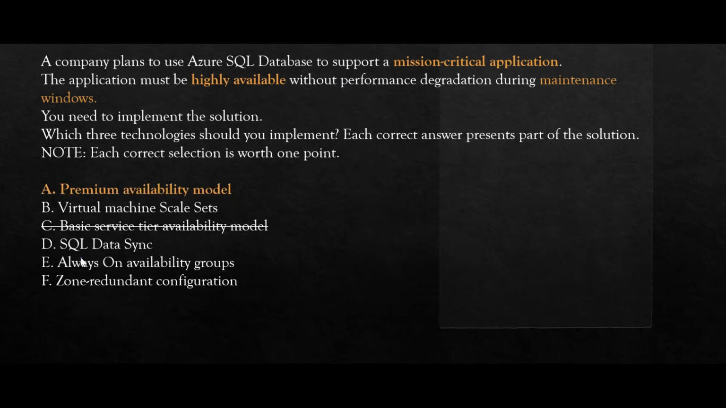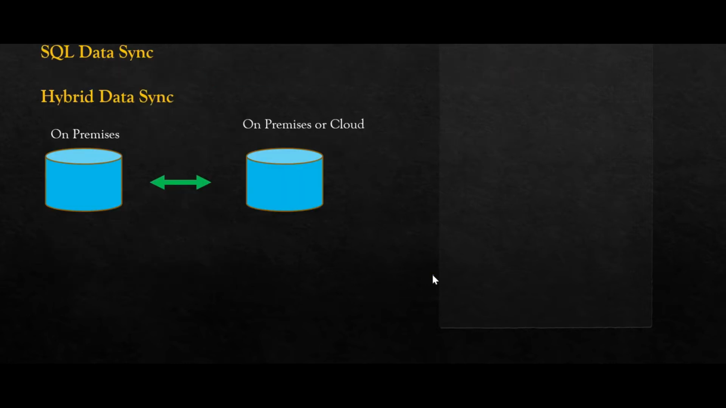So let's look at option D, SQL Data Sync. The use case for this is if you have an on-premise database and you want to sync it up with another SQL database which is either on premises or on Azure SQL Server, then you can use it. It provides bidirectional syncing. So basically this won't give you high availability. It is just used to sync databases.